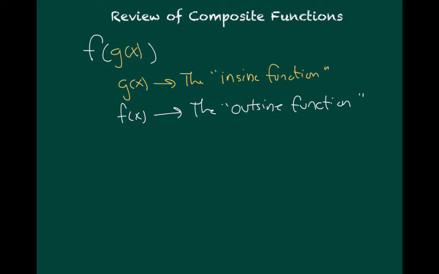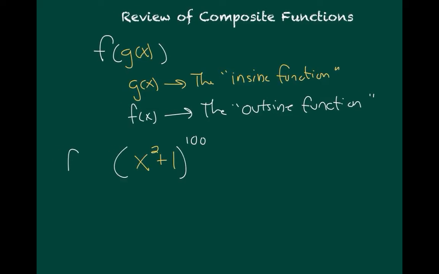Suppose we had the function x squared plus 1, something we're all very familiar with now. But then imagine that that was put into another function. Say it was raised to the 100th power. So this would be an example of an outside function, f of x, and then an inside function, x squared plus 1. So let's take a look at what's going on and why we call one an inside function, one an outside function.